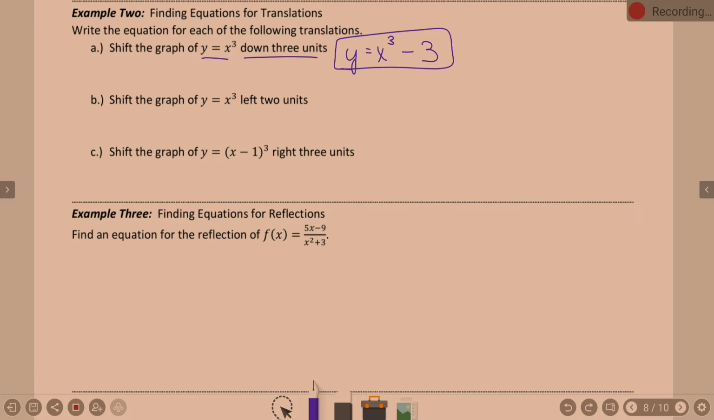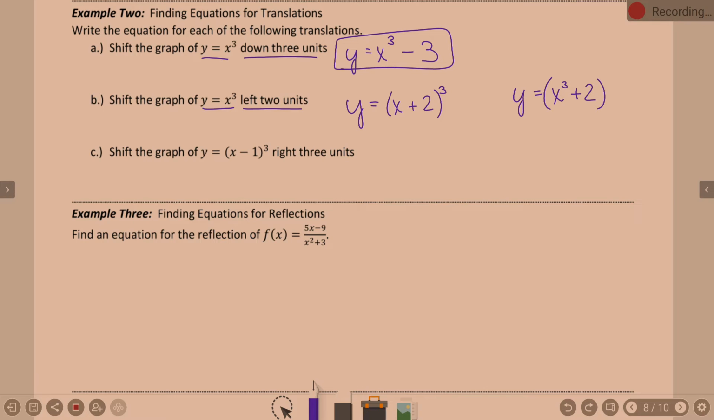Shift the graph of y equals x cubed left 2 units. Y equals x cubed plus 2 in parentheses. As in, x cubed and plus 2 in parentheses? Like that? Yeah. No. Oh, just kidding. Yeah. Absolute value. No? The cube should be on the outside. Okay. They mean different things.